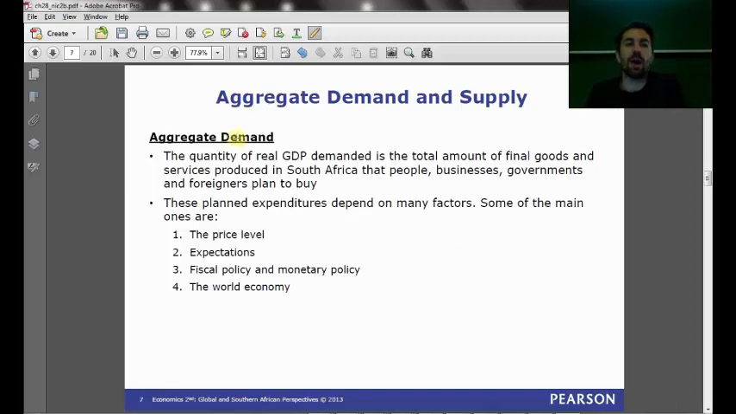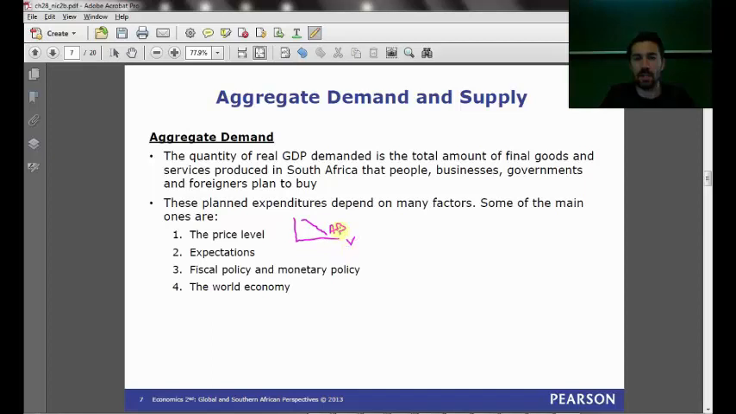So aggregate demand, something we should at least be familiar with. The quantity of real GDP demanded is the total amount of goods and services produced in a country. And the amount that we're going to spend, the amount that we demand, depends on a bunch of different things. Obviously, the price level. So the price level is going to tell us that we have an aggregate demand curve that is downward sloping. There is an inverse relationship.